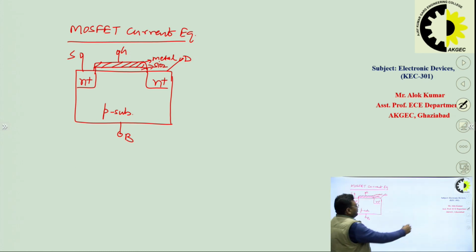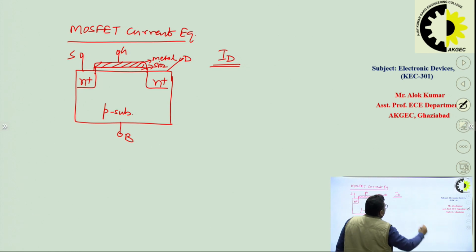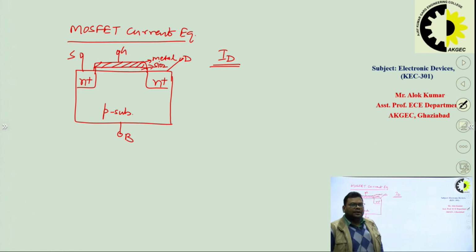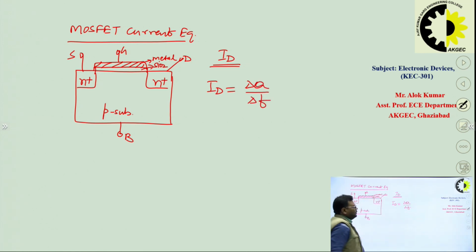Now, we are trying to find the expression of the current ID, drain current, right. As we know, current can be written as charge flowing per unit time. So, ID should be equal to delta Q upon delta T. Now, our aim is to find the value of this delta Q and the value of the delta T, right.